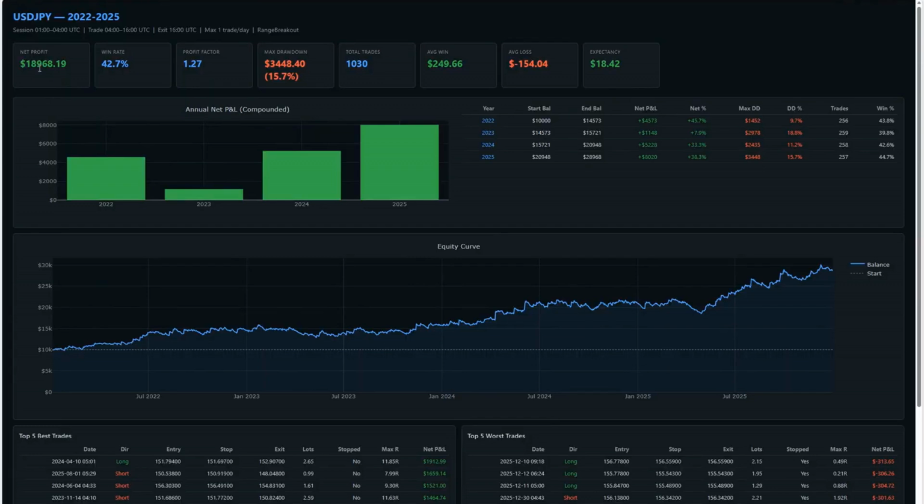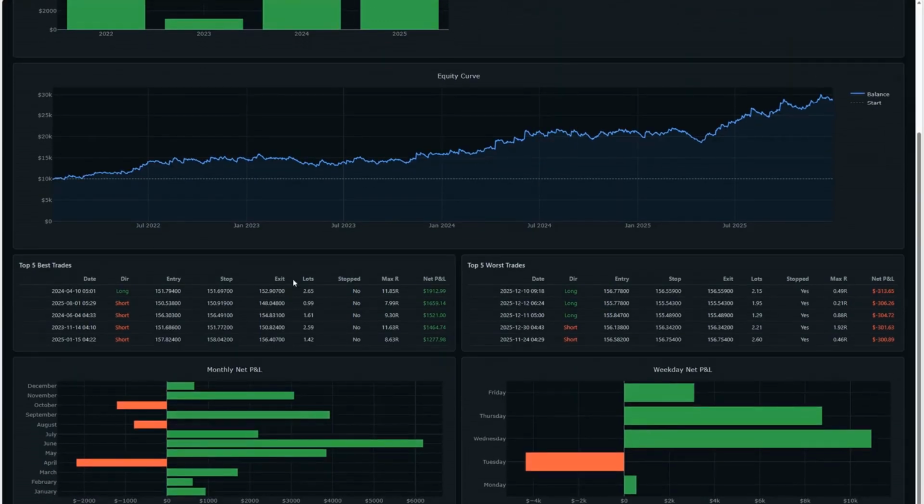If we include 2021, which we already know was profitable, the full 5 years picture looks solid. The maximum drawdown is only 15.7%. The win rate is 42.7%. We have the top 5 best trades here and the top 5 worst trades here, and the monthly net PNL and the weekday net PNL is looking solid. We can further improve this by removing Tuesday, but let me know if you guys want me to do that.